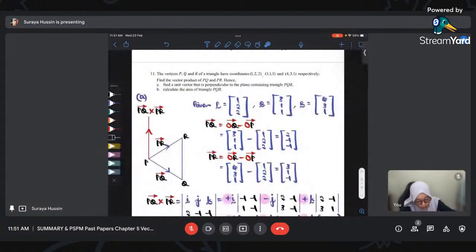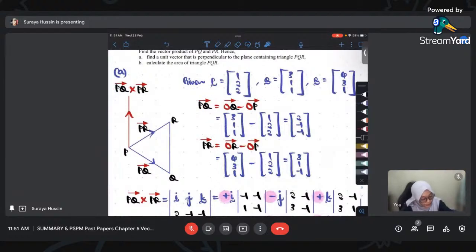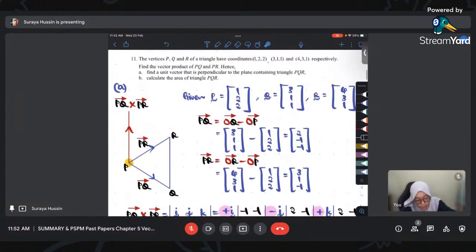Jadi P kamu adalah titik penting. Titik yang penting di mana kita perlu make sure kita jumpa PQ dan juga kita jumpa PR. We have to make sure we jumpa apa yang dia minta. Kita cari apa yang dia minta iaitu PQ dan juga PR. Always start with P lah. So we got to rujuk P as an important point over there.